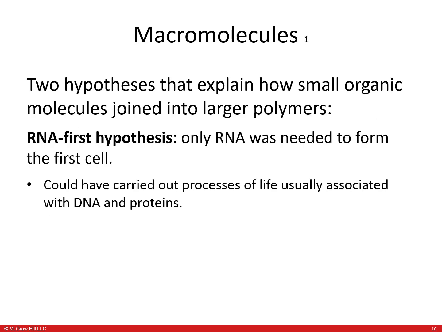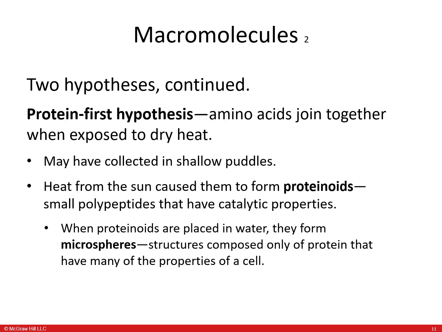Hypotheses of how small organic molecules could have been joined to make large polymers. The first one is the RNA-first hypothesis. It says that only RNA was needed to form the first cell, which could have carried out processes of life usually associated with DNA and proteins. Protein-first hypothesis: amino acids joined together when exposed to dry heat may have collected in shallow puddles. Heat from the sun causes them to form what are called proteinoids, small polypeptides that have catalytic properties. When proteinoids are placed in water, they form microspheres, structures composed of only protein that have many of the properties of a cell.